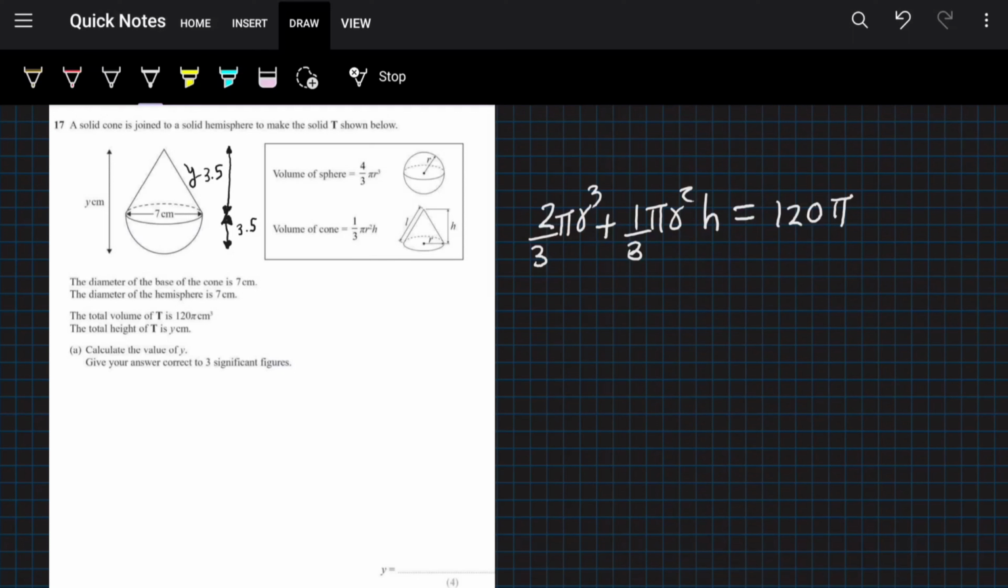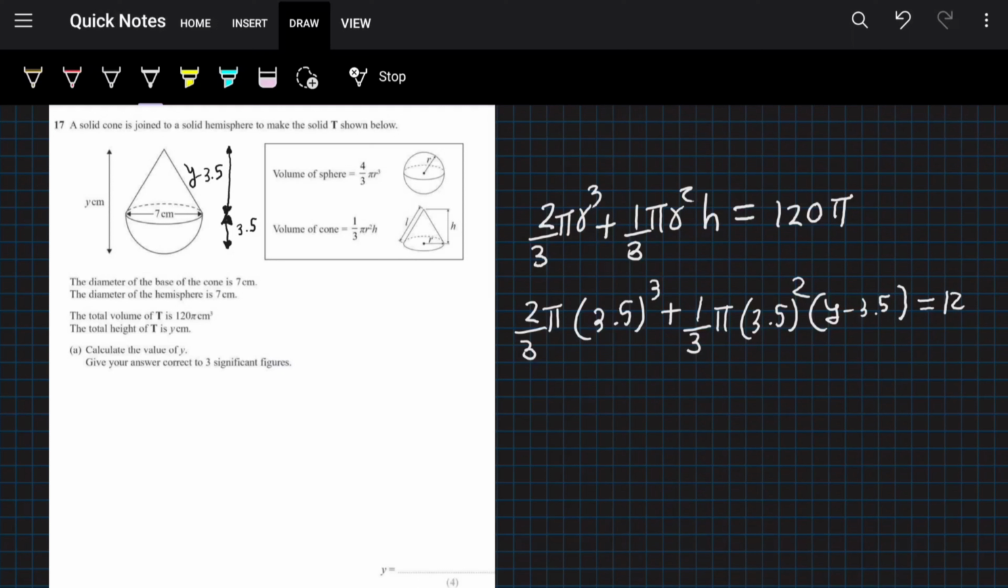Now let's plug all the values in. So we get 2/3 pi, radius is 3.5 cubed, plus 1/3 pi 3.5 squared, and height for the cone is y minus 3.5, equals 120 pi. And you can see there is pi in all the expressions, so we can just cancel all of them. And let's plug these values into the calculator one by one.